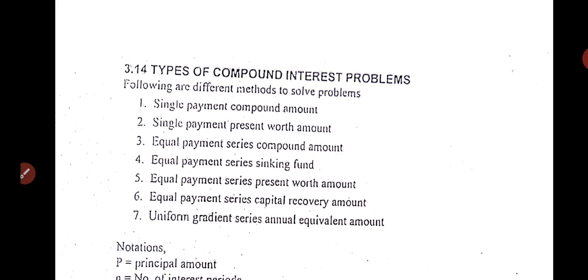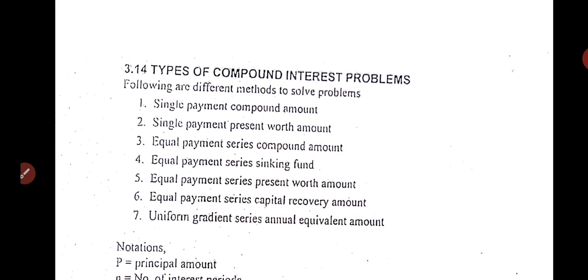Now the fourth one is equal payment series sinking fund. Here again, this is the opposite of the third one. So now what I told, that I am going to invest 1 lakh rupees for a period of 10 years, every year 1 lakh rupees, and at the rate of say 10%. So after 10 years how much money I will get? Say I get some 12 lakh rupees.